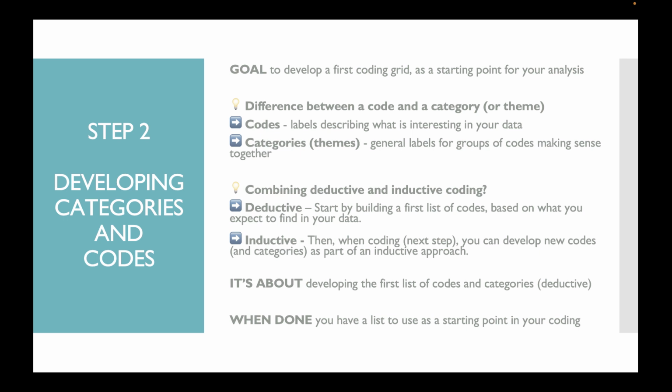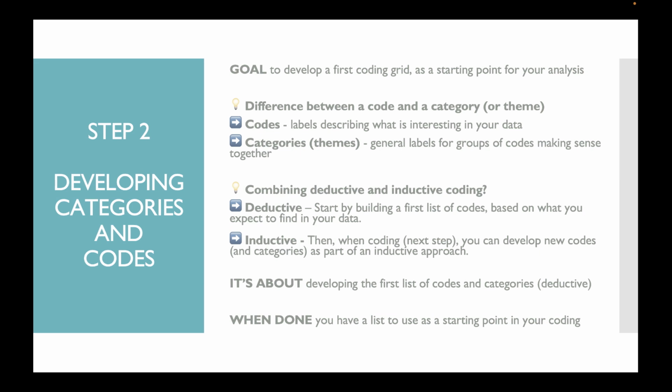I also want to take a minute to talk about deductive and inductive reasoning and coding. So you probably know that you can combine both in your research. In a practical way, it means that you can start by building a first list of codes and categories based on what you expect to find in your data. And your expectations can be based on a theory, on your hypothesis, on previous research. And that first list is going to be a starting point for your research.